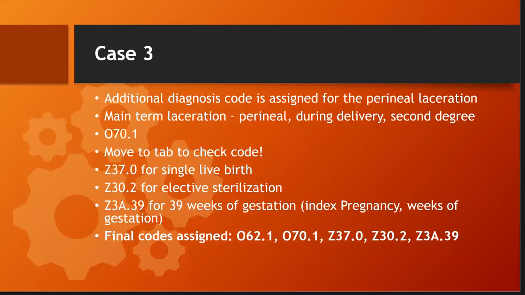O62.1 is her principal diagnosis. O70.1 is a secondary diagnosis. Z37.0 identifies outcome of delivery. Z30.2 is elective sterilization, and Z3A.39 is the code for weeks of gestation.